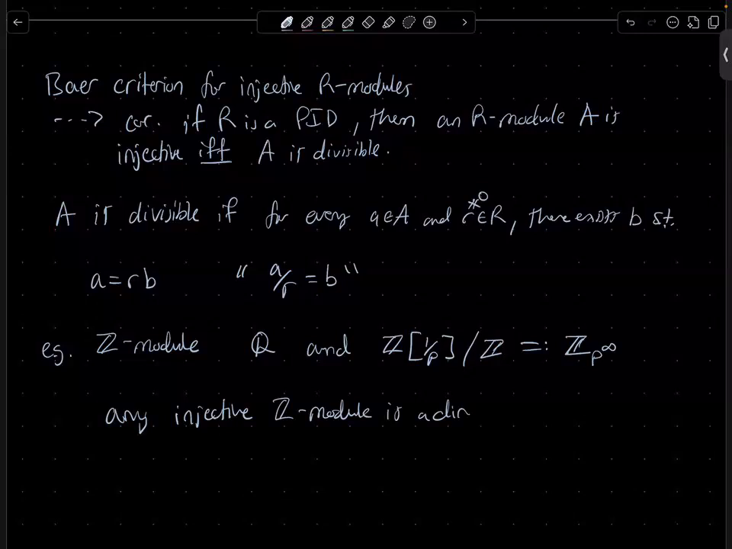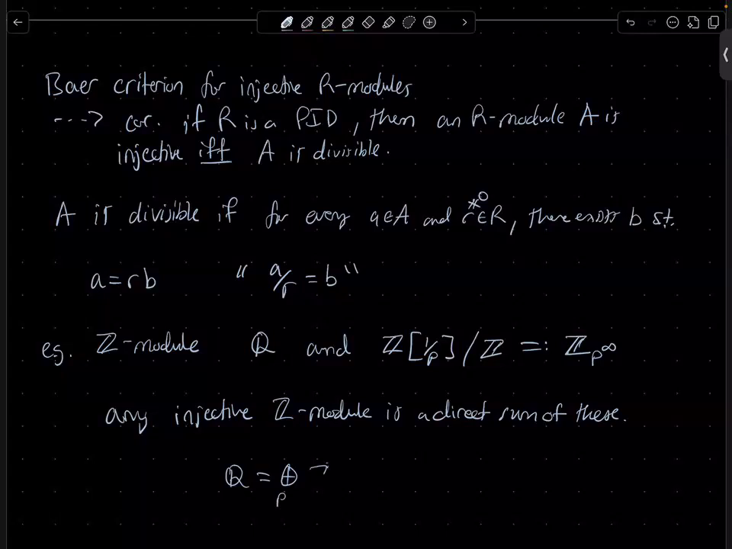Is a direct sum of these. So for example, Q itself is actually going to be the direct sum over P of CP. Wait, what? No, this should be Q mod Z. Yeah. Okay.